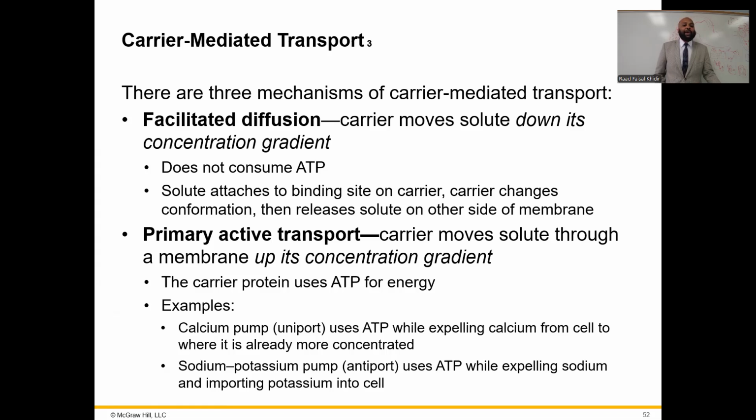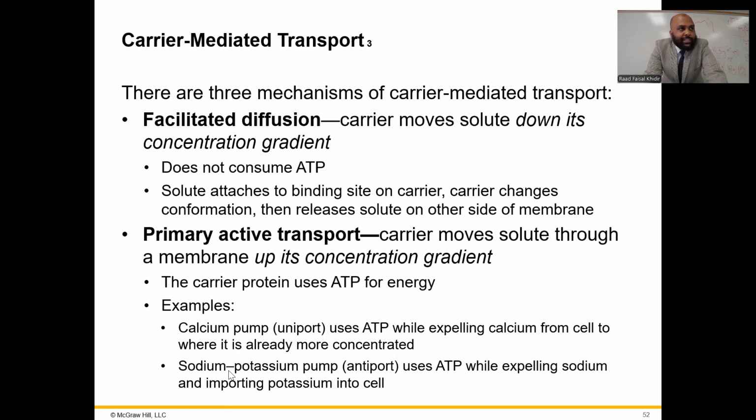Then there is primary active transport, like the sodium potassium ATPase. That is when you use energy in the form of ATP. You use ATP to throw three sodiums outside and two potassiums inside. So the carrier protein uses ATP for energy. Calcium would be the calcium pump, a uniport. It uses ATP while expelling calcium from the cell to where it's already more concentrated.